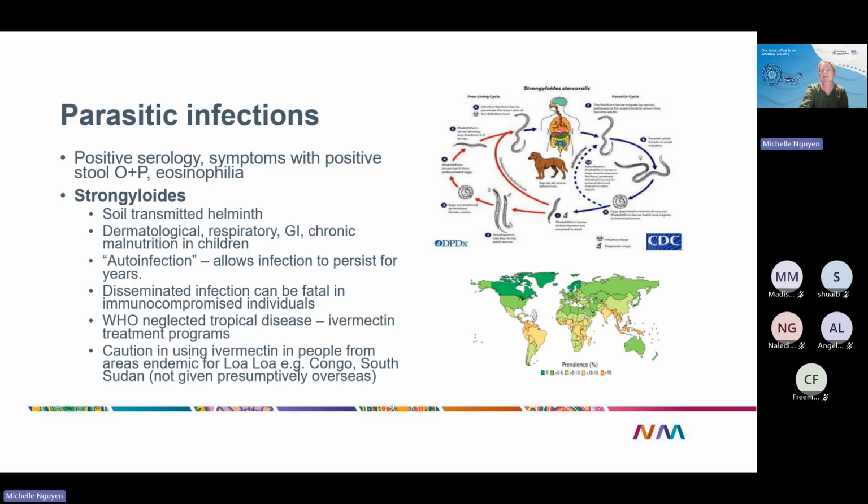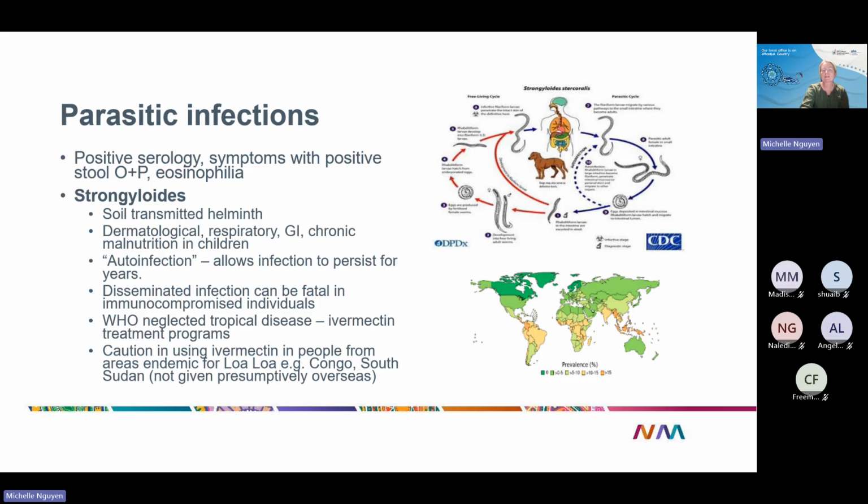We have to be a bit cautious in using ivermectin in people from areas endemic for Loa loa. So we're getting into kind of small print stuff here, but I think for us it's important because we do see people from countries such as Congo and South Sudan where Loa loa is endemic. Giving ivermectin to individuals with Loa loa can cause serious adverse effects, including things like dizziness, confusion, seizures, especially if they have high microfilarial densities.